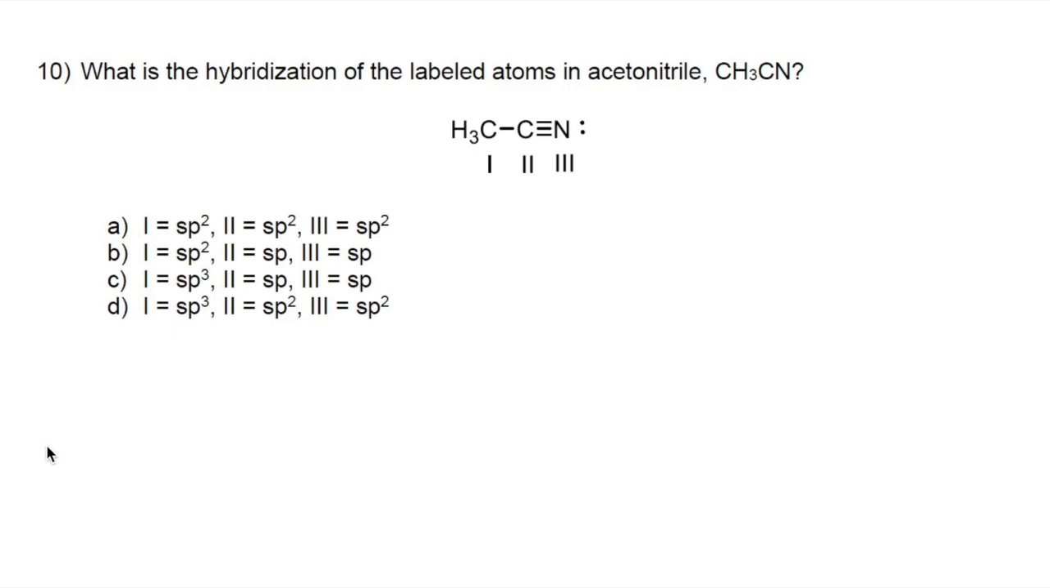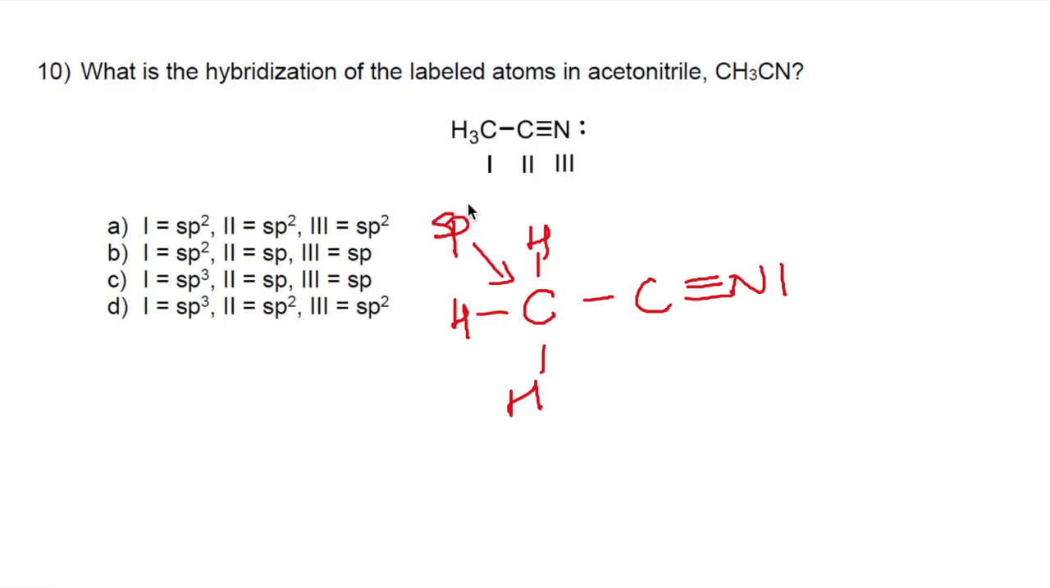In question 10, we're being asked what's the hybridization of the labeled atoms. So maybe the easiest way to see it is if you draw it out, just like that. So you see that the first carbon is connected to 4 atoms, so that would be sp3. And the second one is connected to 2, so that's sp. And the third one is connected to also 2, so that's why it's sp. So the answer for that is C.